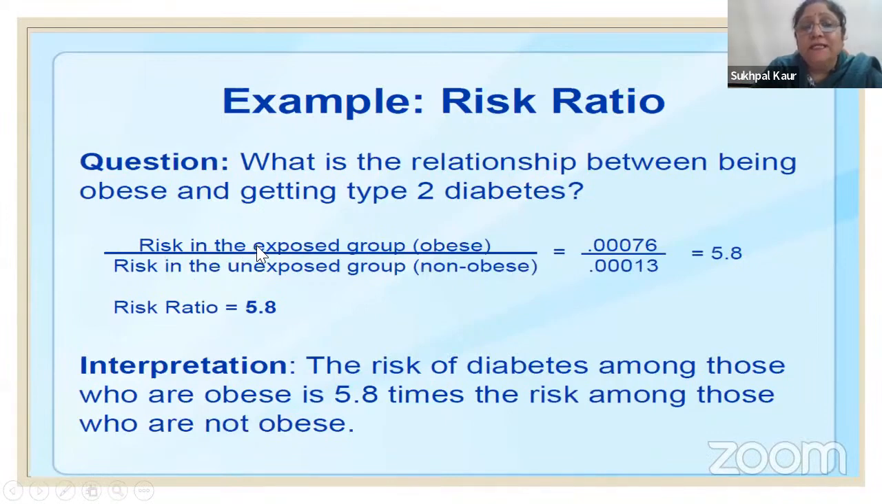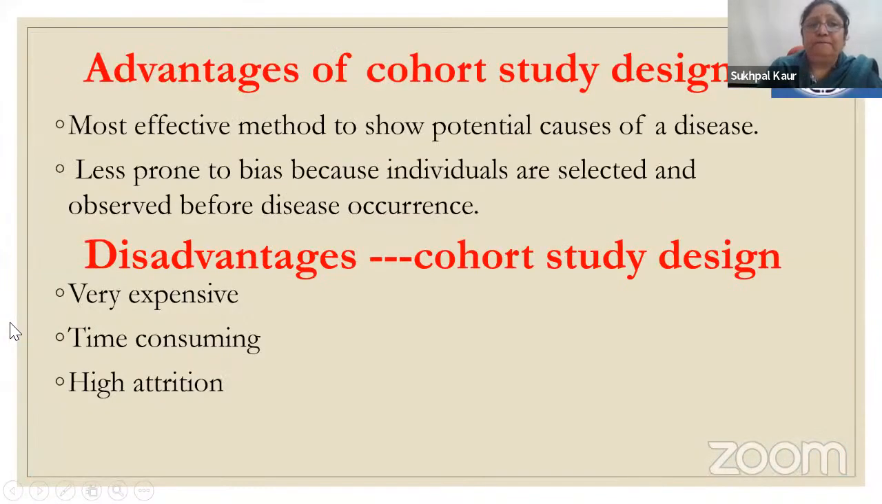So here you can see the risk of type 2 diabetes in the exposed group who were obese, and the risk in the unexposed group who are non-obese. Suppose it is 0.0076 divided by 0.0013, which is a 5.8 risk ratio. So basically, we should know the interpretation of 5.8, which is that the risk of diabetes among those who are obese is 5.8 times the risk among those who are not obese.